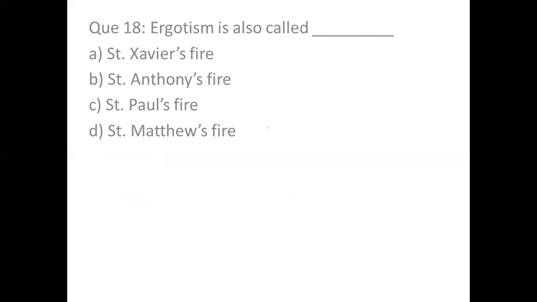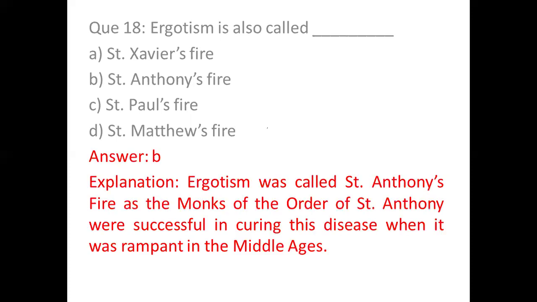Now the question number 18. Ergotism is also called option A, San Xavier fire, option B, Saint Anthony's fire, option C, St. Paul's fire, and option D, St. Matthew's fire. And the correct answer is, as I told, St. Anthony's fire. Ergotism was called St. Anthony's fire as the monks of the order of St. Anthony were successful in curing this disease when it was rampant in the Middle Ages. So that's why it is called St. Anthony's fire.